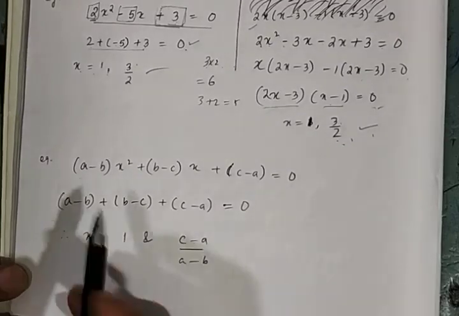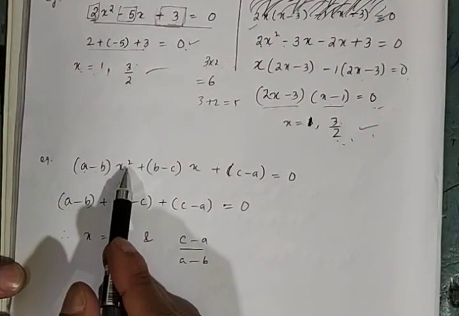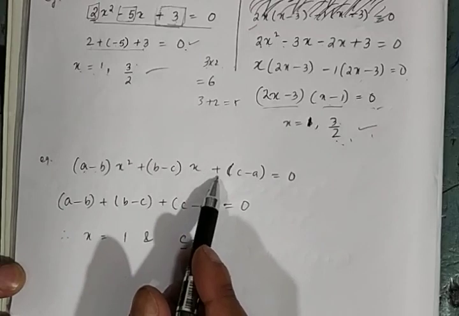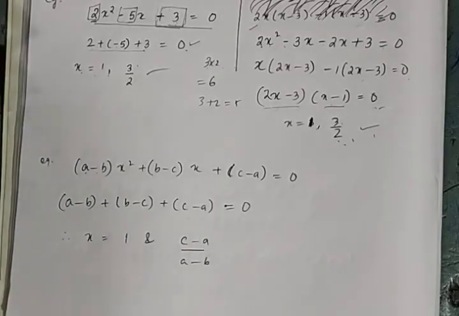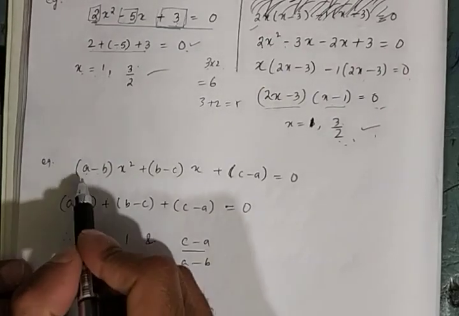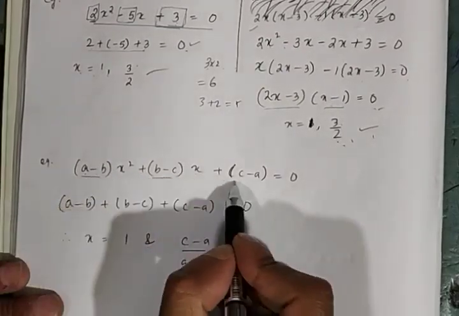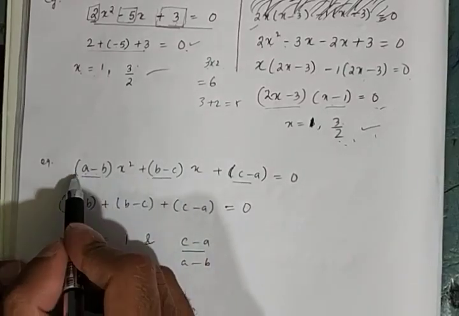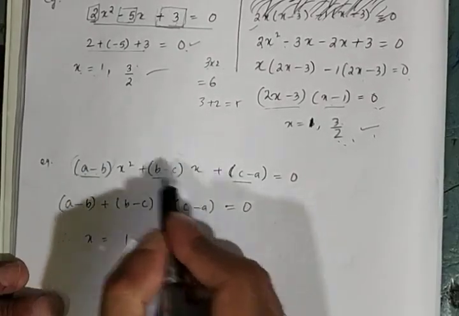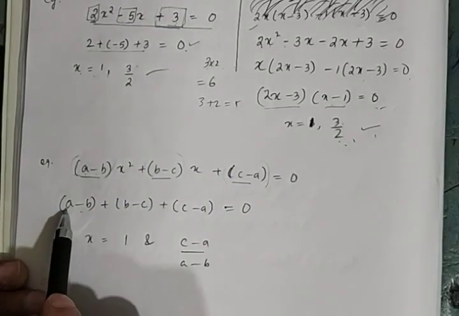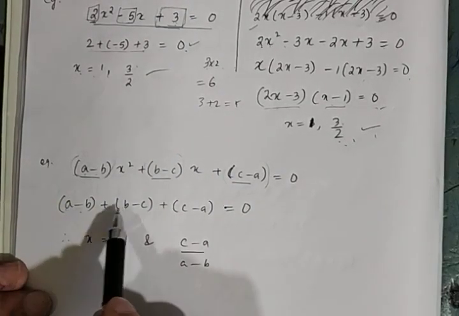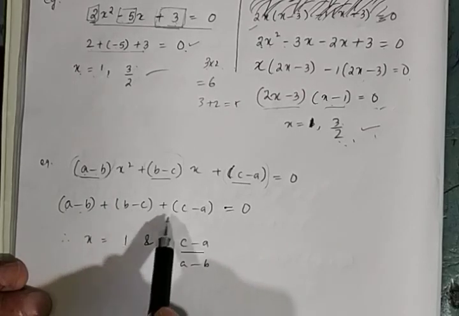Now one more example I will give you. Check: (a minus b)x square plus (b minus c)x plus (c minus a) equal to 0. If you have to split the middle term, it will be very difficult for you. So this is meant for shortcut only. Now just see this part. Add them up. This is the a part, this is the b part, and this is the c part. Add them up. Now a and minus a cancel, minus b and plus b cancel, minus c and c cancel.